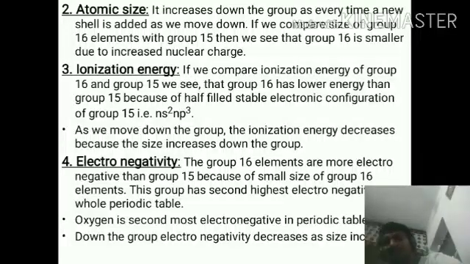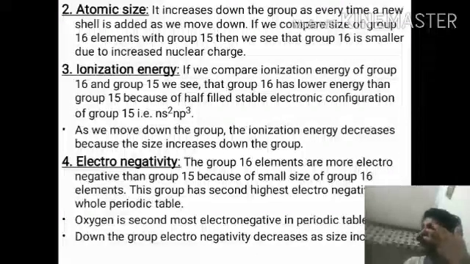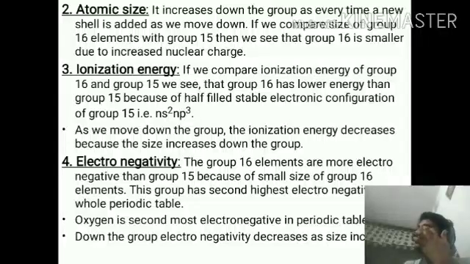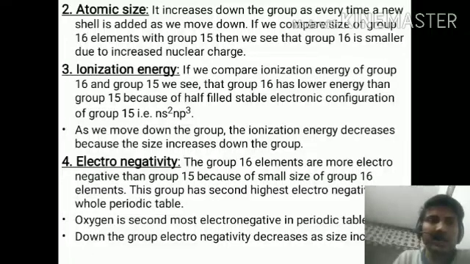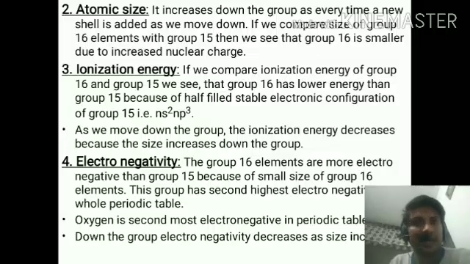First, ionization energy. Second is atomic size. When you move from top to bottom, atomic size increases, and from left to right, atomic size decreases. Top to bottom, atomic size increases because the number of shells increases, and left to right, atomic size decreases because the number of shells does not increase but the number of electrons increases.